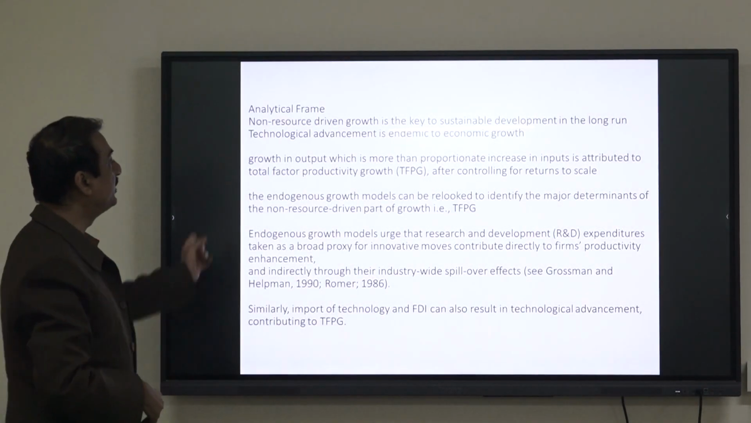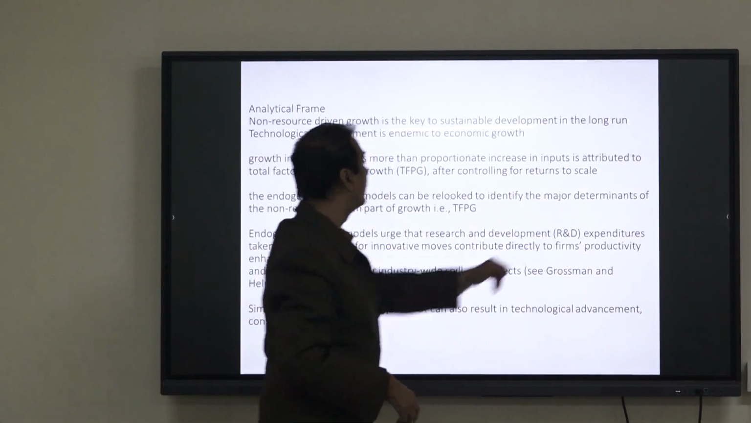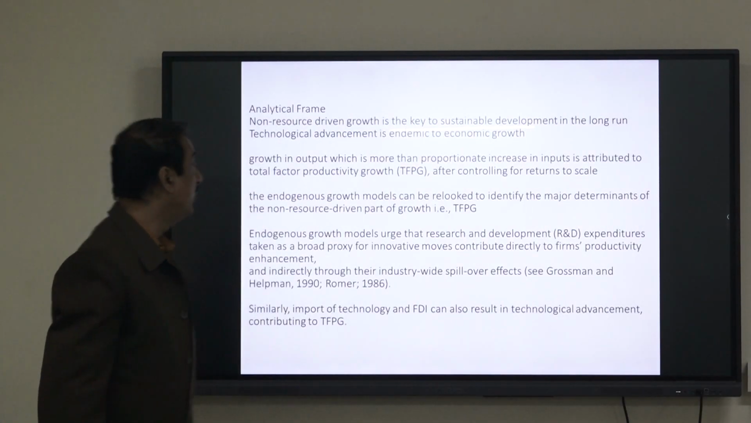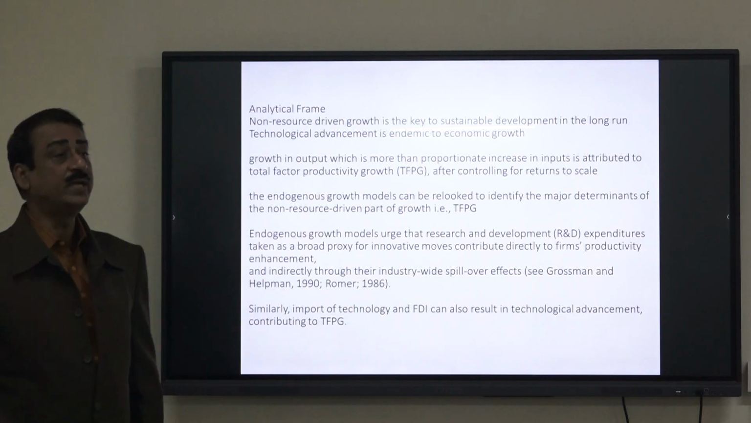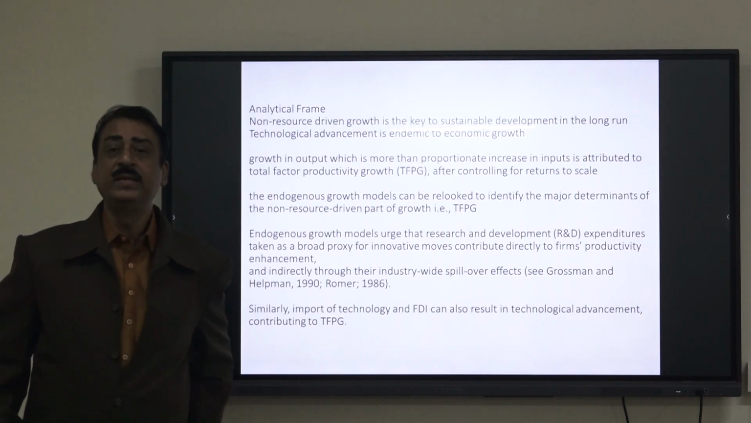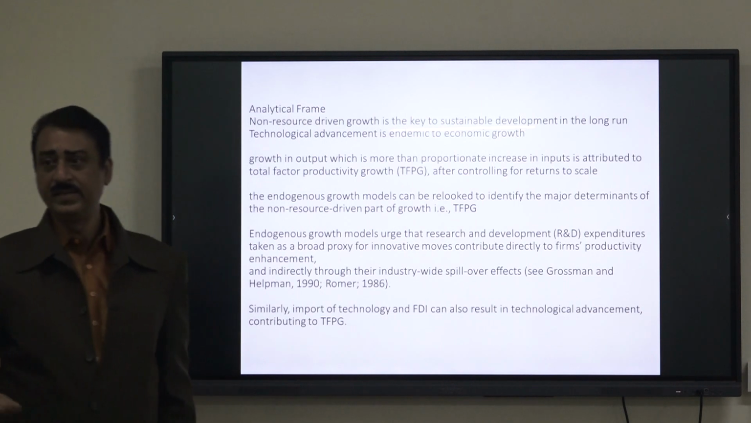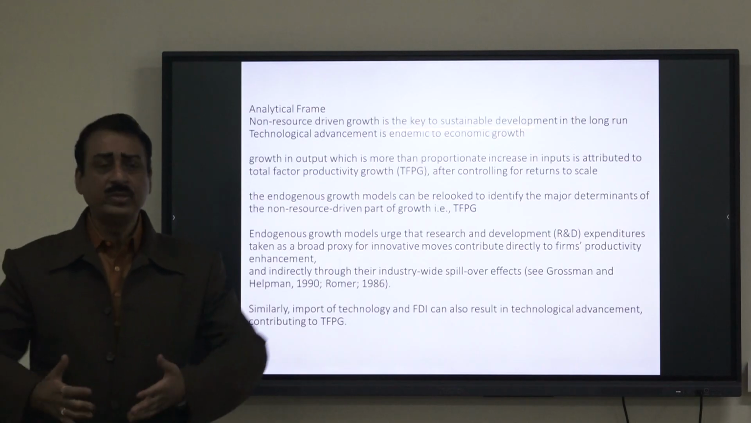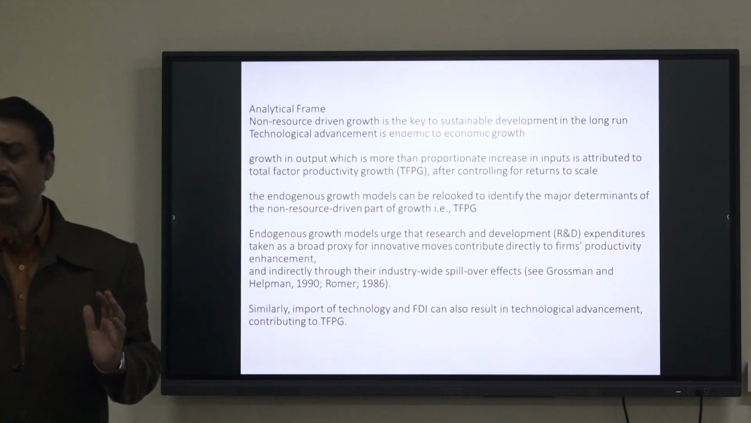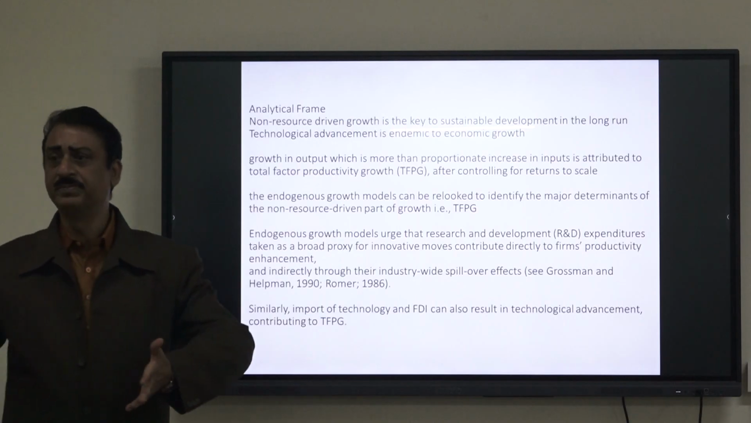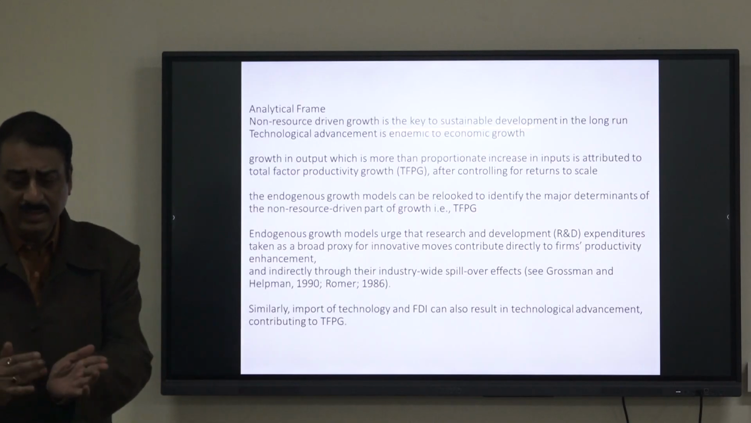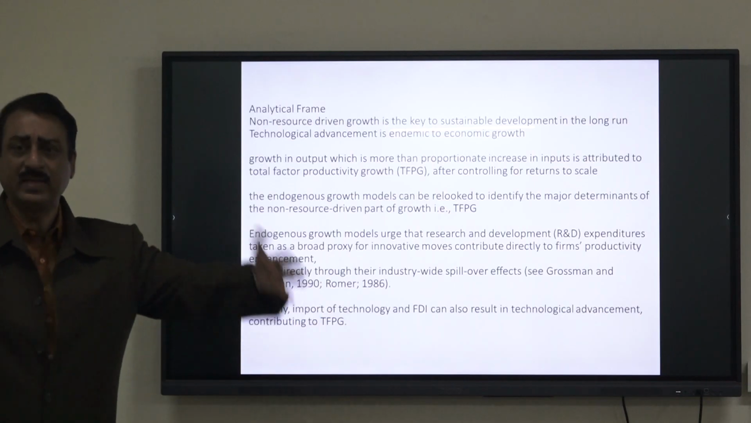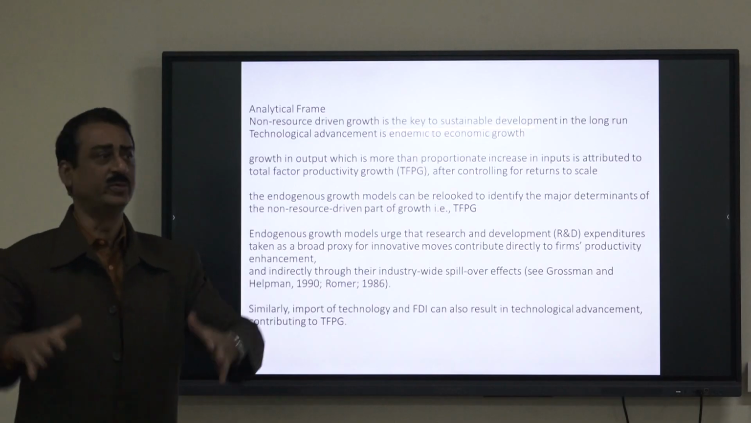So growth in output, which is more than proportionate increase in inputs, is attributed to total factor productivity growth after controlling for returns to scale. So there is a concept called returns to scale. Returns to scale, you must have learned at the undergraduate level. When a firm is starting its business, you will find you are utilizing certain factors in indivisible terms. You cannot buy capital like 5 units or 10 units of capital. No, it's not possible. You acquire a huge bunch of capital, 100 units of capital.